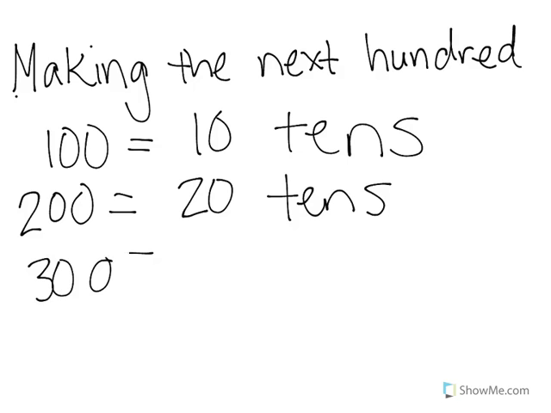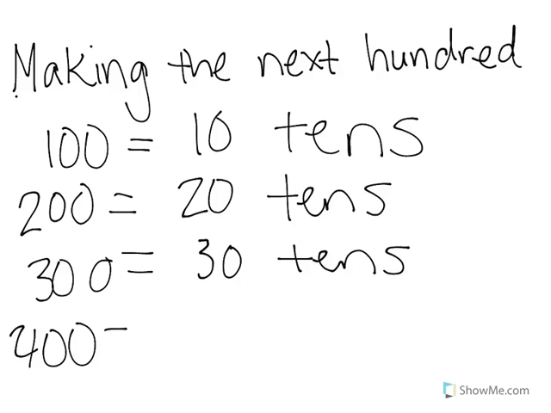Let's keep going. If there are 20 tens in 200, there must be 30 tens in 300. Last one. There were 30 tens in 300. How many tens are in 400? There are 40 tens in 400.